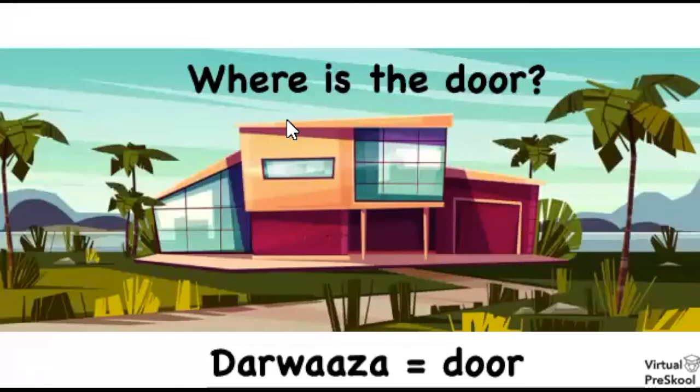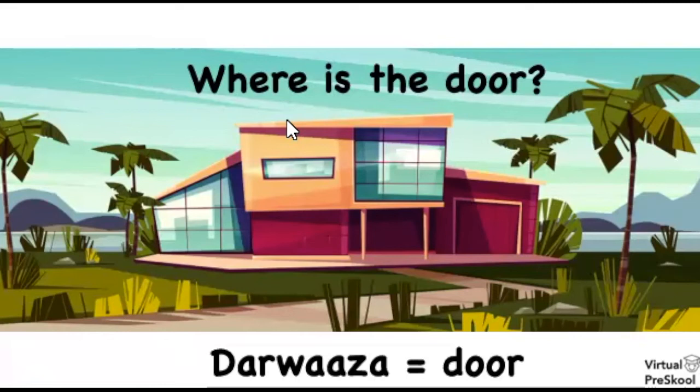Where is the door? What's the subject? It's door, right? Door is the subject of the sentence. So that's going to be the first word in our Hindi sentence. So we say door kahaan hai? Now let's replace the word door with the Hindi word, which is darwaza. Now another pronunciation thing on this word.